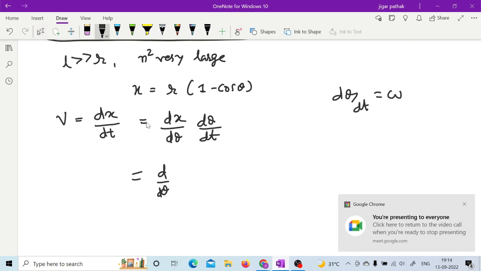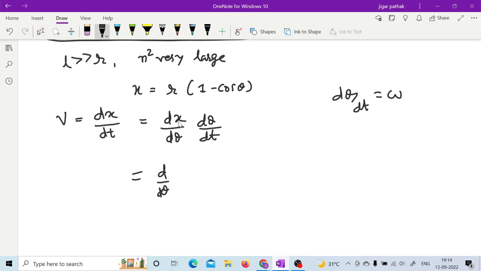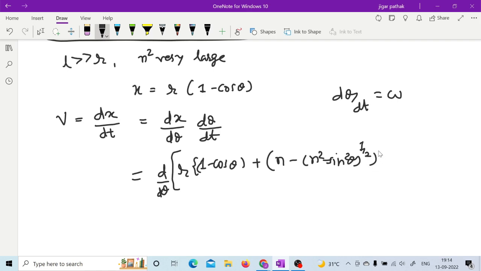So let us differentiate this displacement with respect to theta. What is your x? I can rewrite it here: x equals r in bracket 1 minus cos theta plus n minus n square minus sine square theta raised to 1 by 2. This needs to be differentiated with respect to theta.